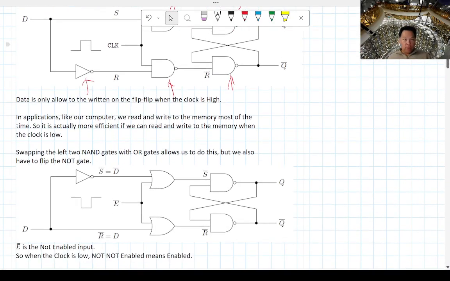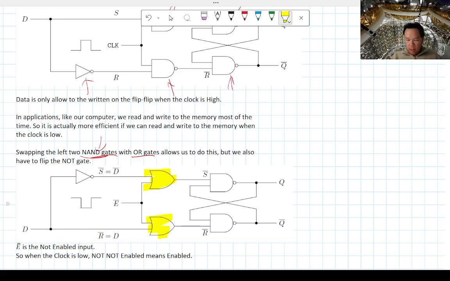In applications such as the ones in your computer, the read and write of the memory is actually in use all the time. So basically you need to make sure that the clock is up all the time. And the way that people do this and save a little bit of power is by basically swapping out the left two NAND gates with OR gates, as you can see here. So that's the difference. What this does to the logic is that instead of the clock being high, you're able to write to the memory. It's actually when the clock is low that you are able to write into the memory.